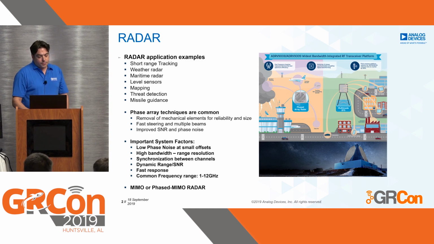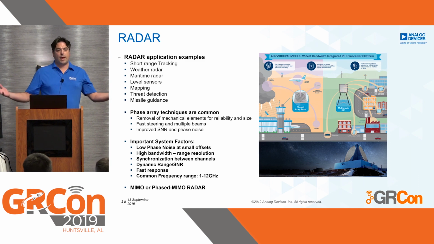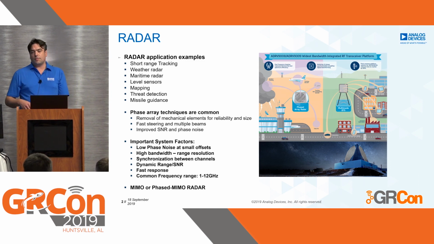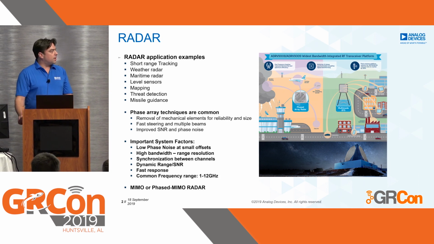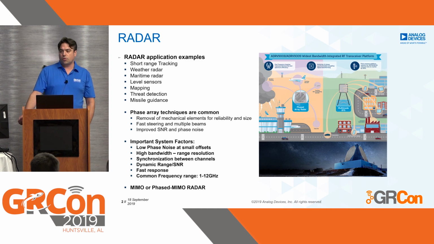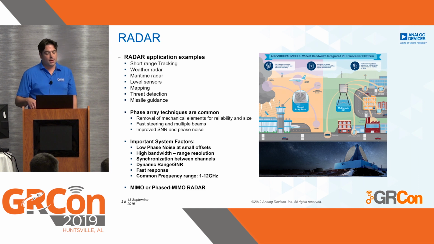A traditional FMCW radar system requires a lot of bandwidth, which is typically not that applicable to integrated RF transceivers, but next-gen MIMO or phased MIMO systems are very well suited for integrated transceivers. So what are the important system factors? It's low phase noise, high bandwidth, and of course synchronization between channels. Also, dynamic range is very important.